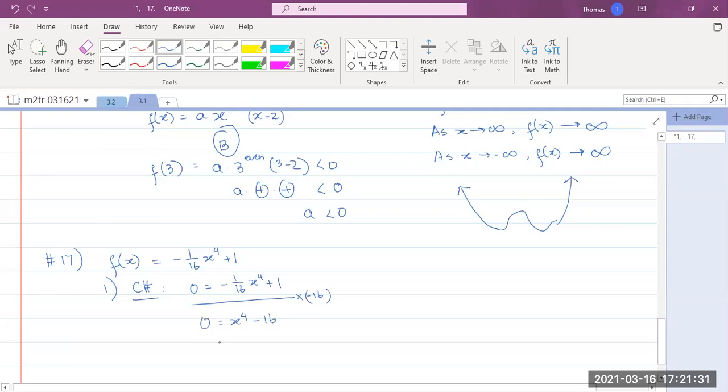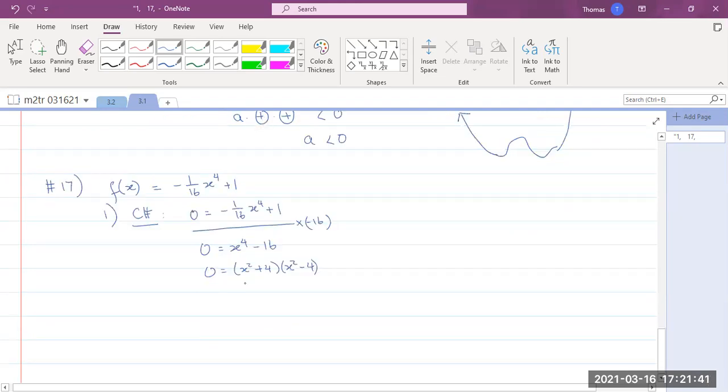I can factor this: x squared plus 4, x squared minus 4. I can factor further: x squared plus 4, x plus 2, x minus 2. So the zeros, the critical numbers, are negative 2 and positive 2. Then I do the sign graph. When x equals negative 2, it gives me 0. When x is positive 2, it gives me 0.